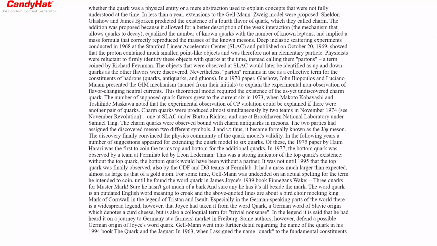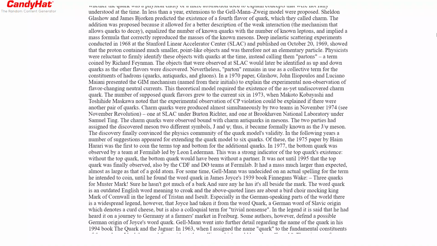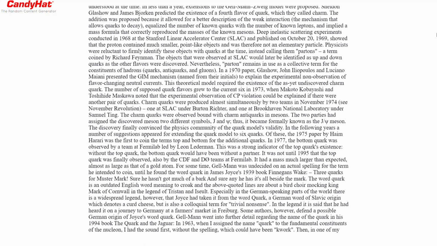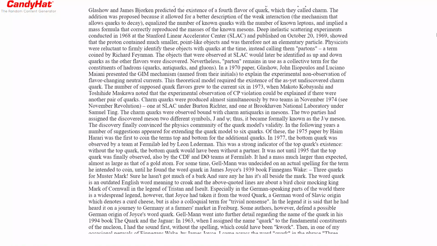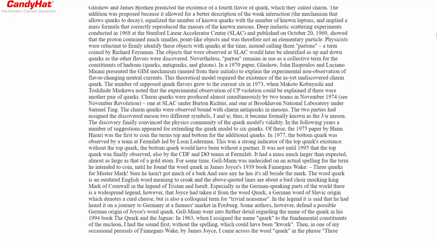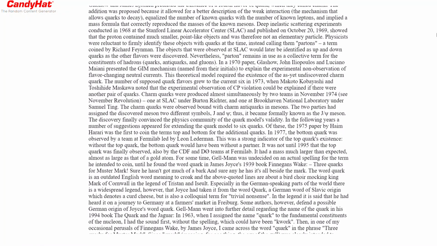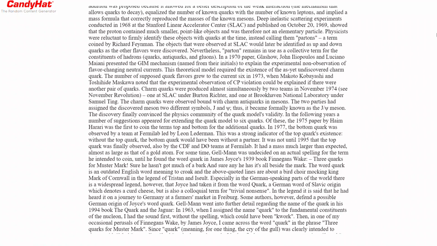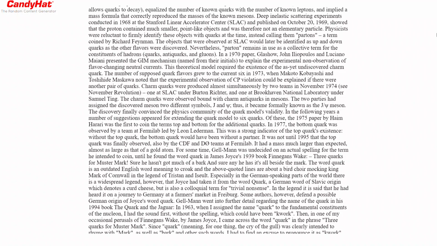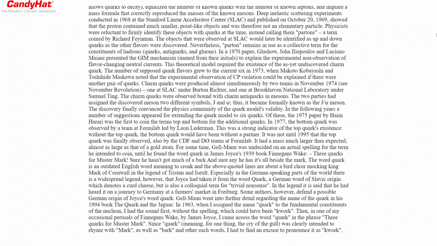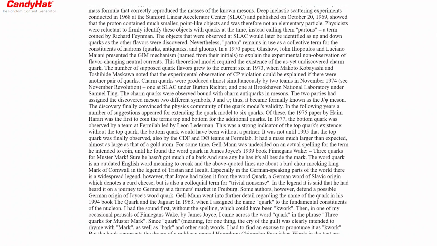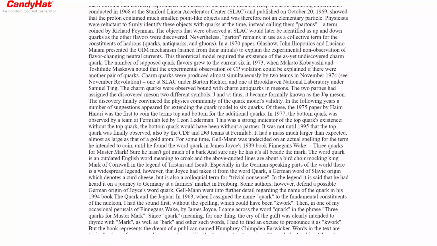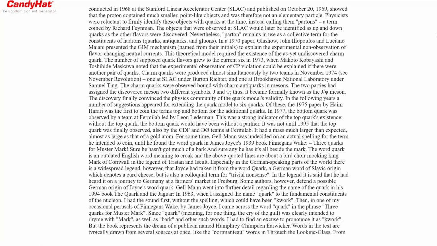Some authors, however, defend a possible German origin of Joyce's word quark. Gell-Mann went into further detail regarding the name of the quark in his 1994 book The Quark and the Jaguar. "In 1963, when I assigned the name quark to the fundamental constituents of the nucleon, I had the sound first, without the spelling, which could have been quirk. Then, in one of my occasional perusals of Finnegans Wake, by James Joyce, I came across the word quark in the phrase 'Three quarks for Muster Mark.' Since quark, meaning, for one thing, the cry of the gull, was clearly intended to rhyme with mark, as well as bark and other such words, I had to find an excuse to pronounce it as quirk.